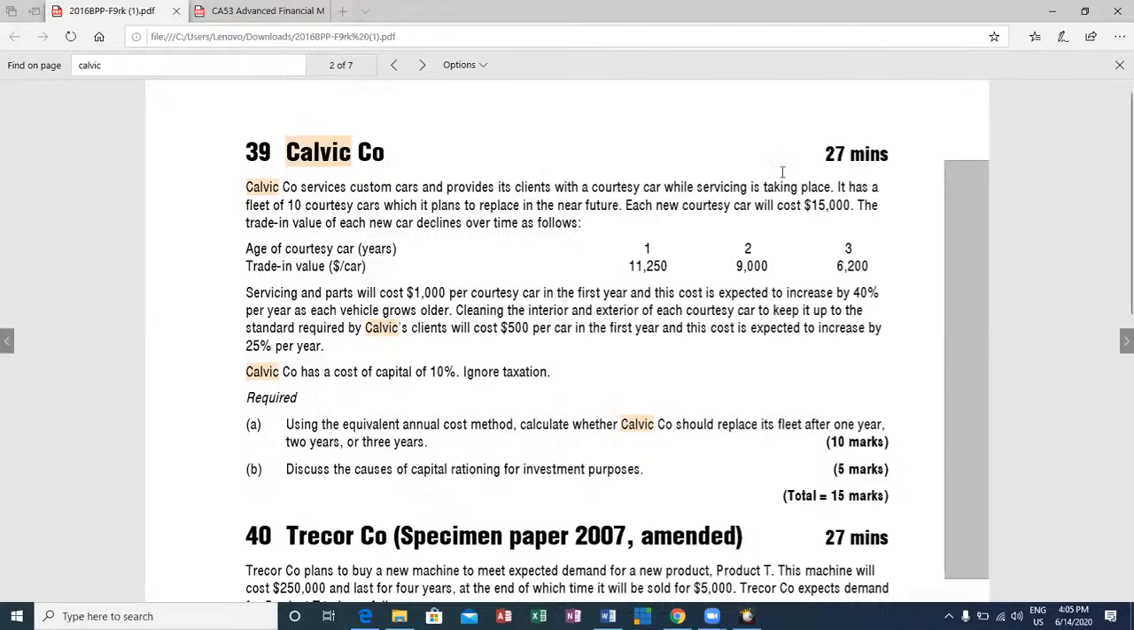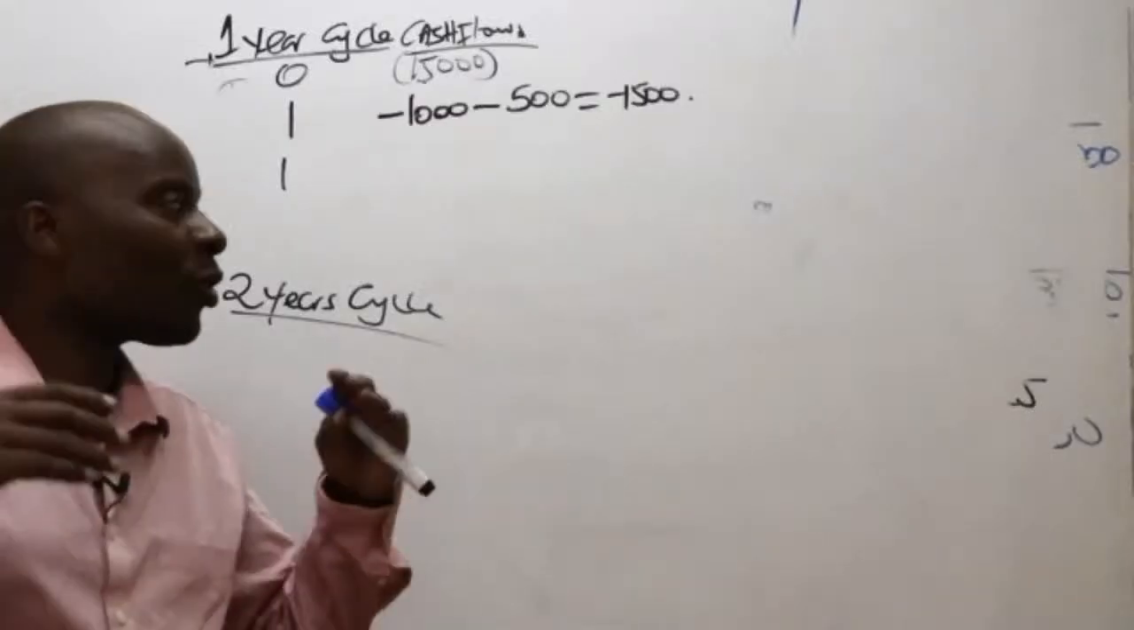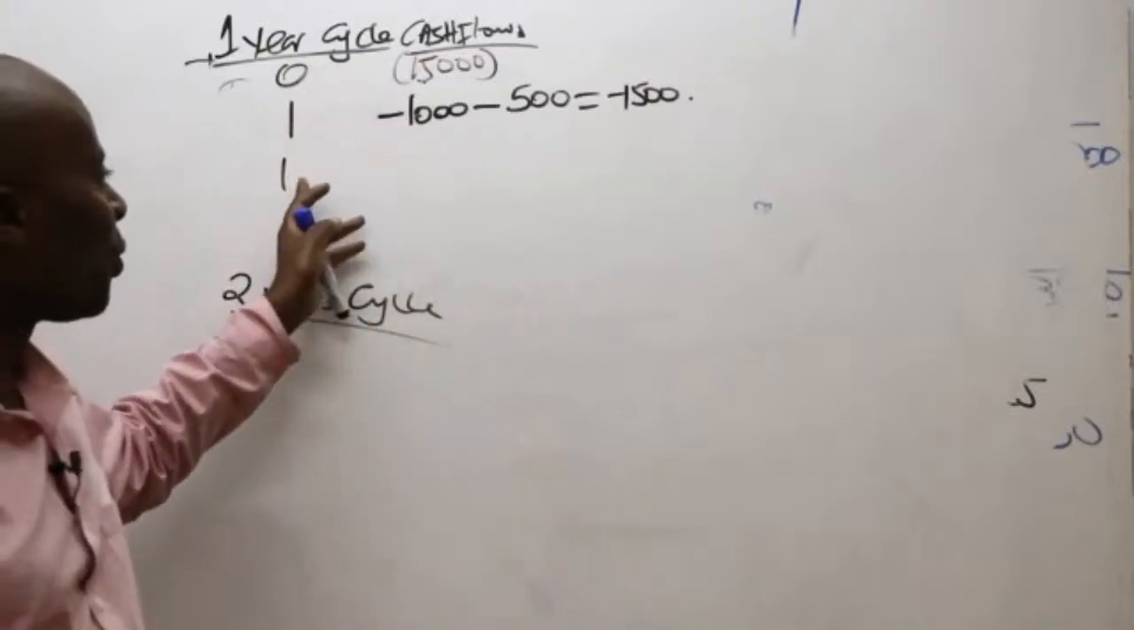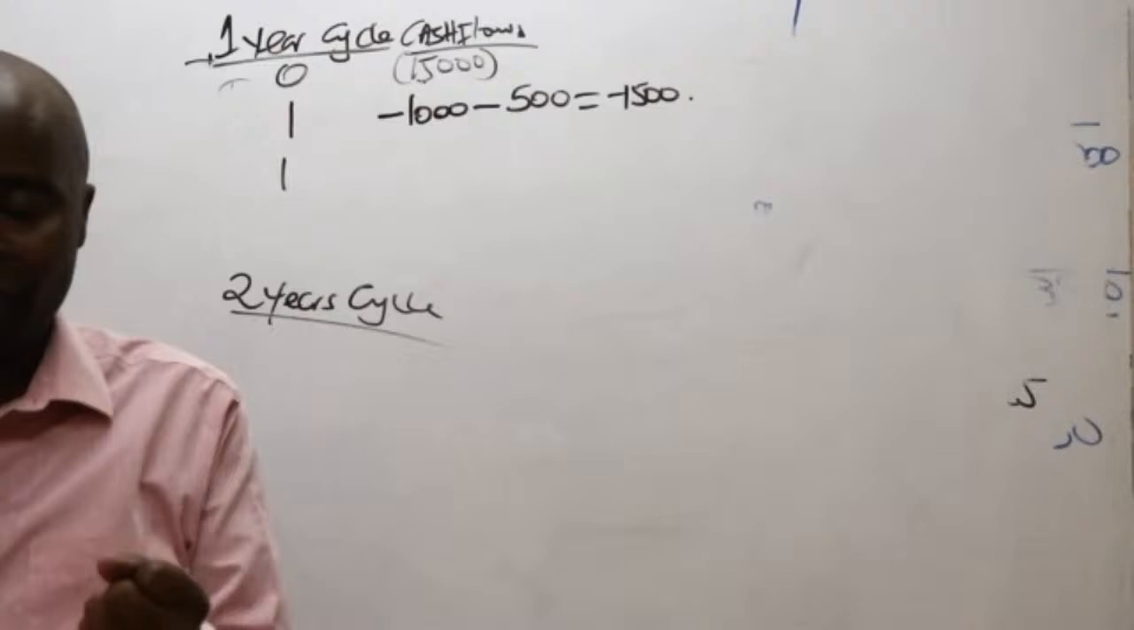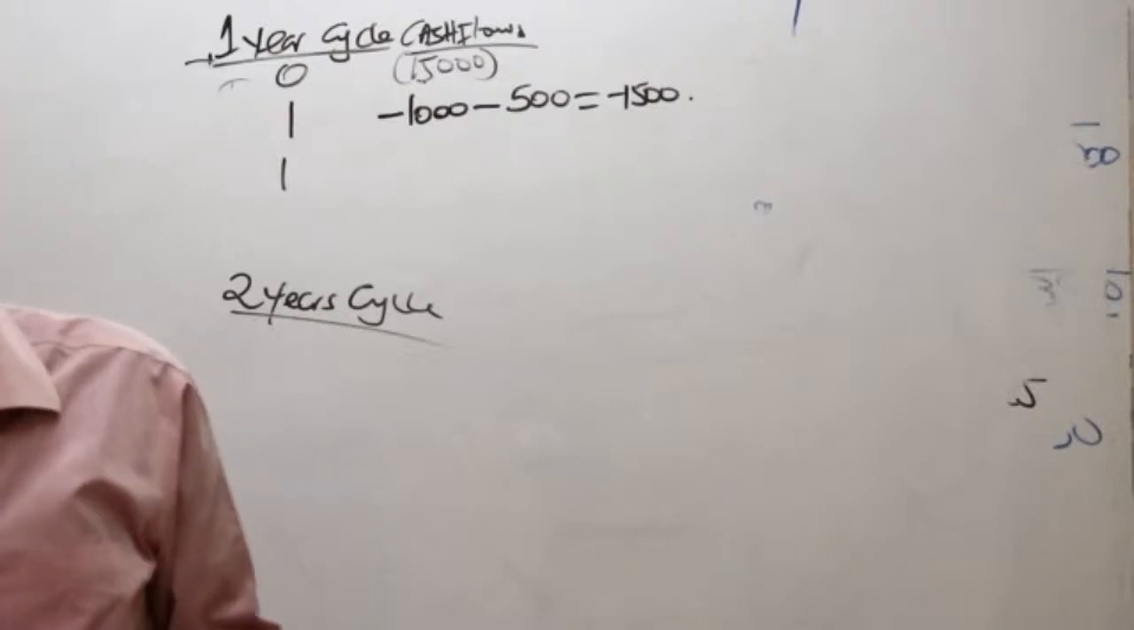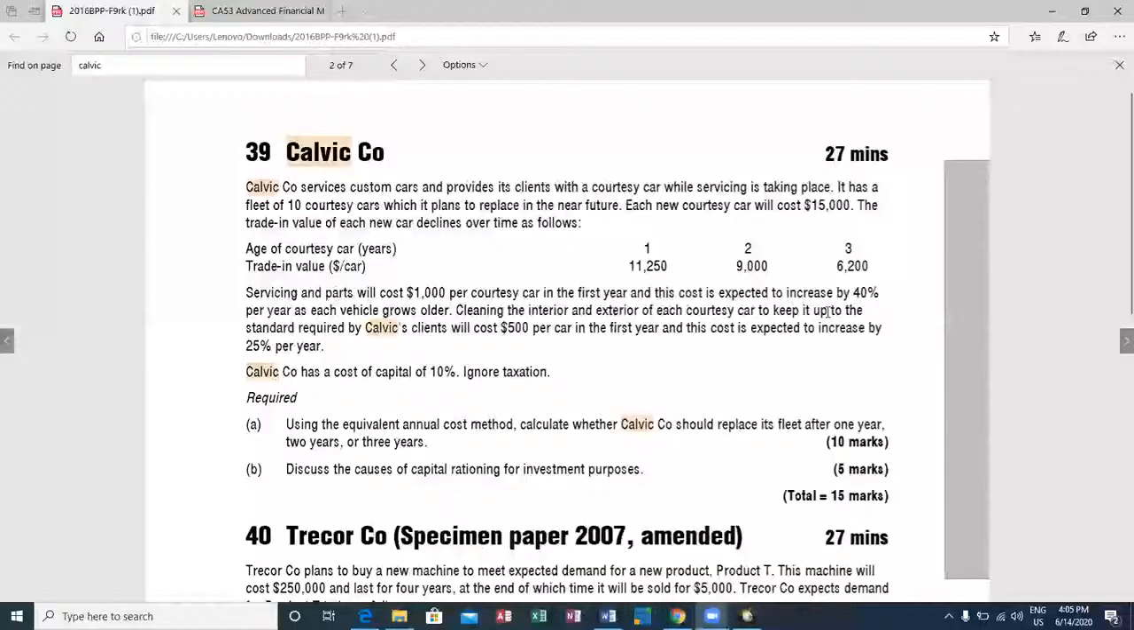So at the end of year one, ladies and gentlemen, we are good because this is a 1 year cycle. We're going to sell this at the end of year one. What benefit will it give us? They have given us the trade-in value. They are going to value this vehicle. At the end of year one, I can see a resale value of 11,250.